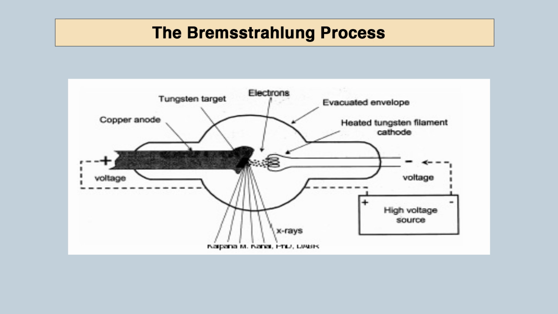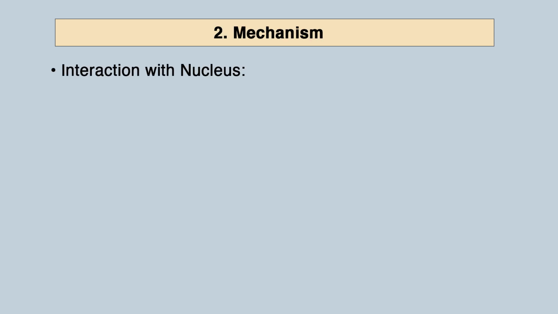Bremsstrahlung process. This process occurs when high energy charged particles such as electrons are deflected by the electric field of the atomic nucleus. The deflection causes the charged particle to lose energy in the form of radiation. The energy lost by the particle is emitted as a photon, which is known as Bremsstrahlung radiation.